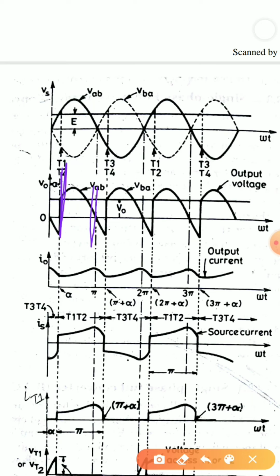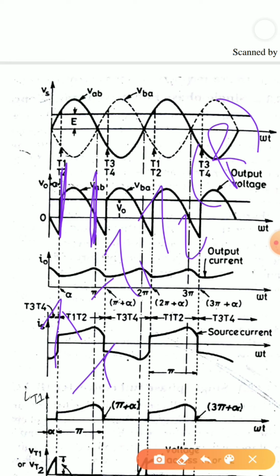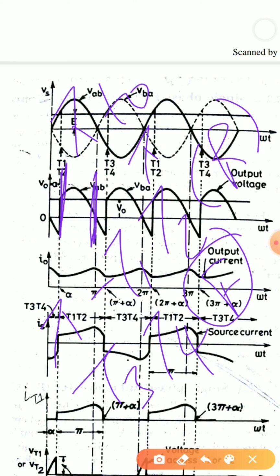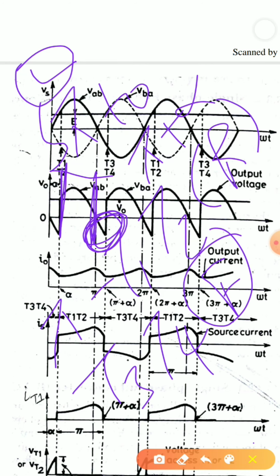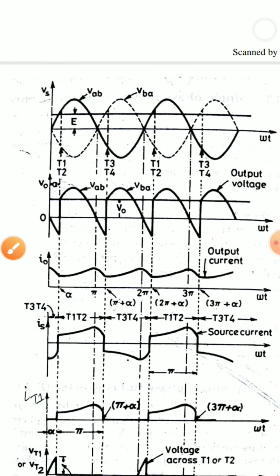When pi is reached, T1 and T2 are reverse biased, but at the same duration T3 and T4 will become forward biased. So here we can see that from pi to pi plus alpha, a small negative portion we are getting. Why am I getting a small negative portion? It is because of the discharge of the inductor.